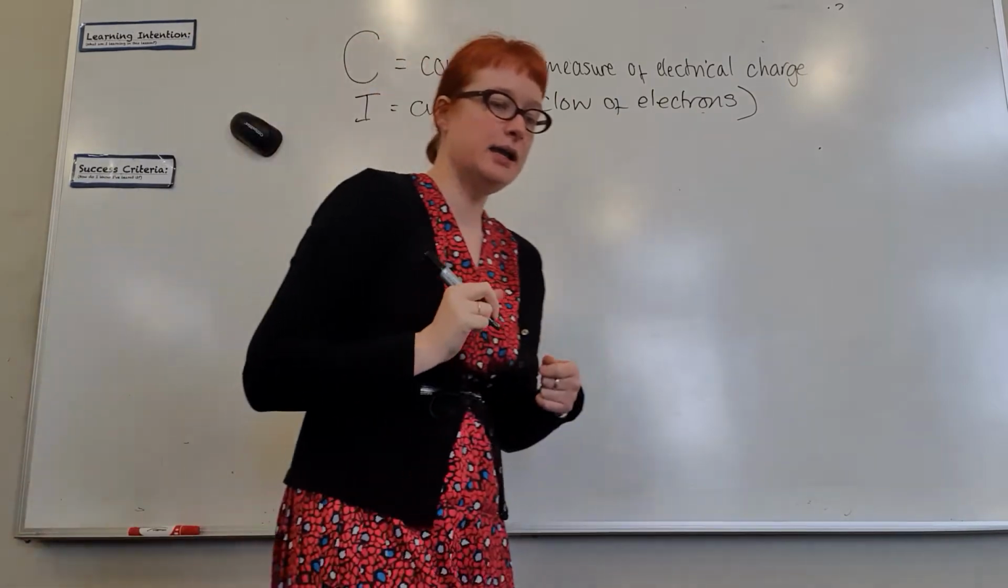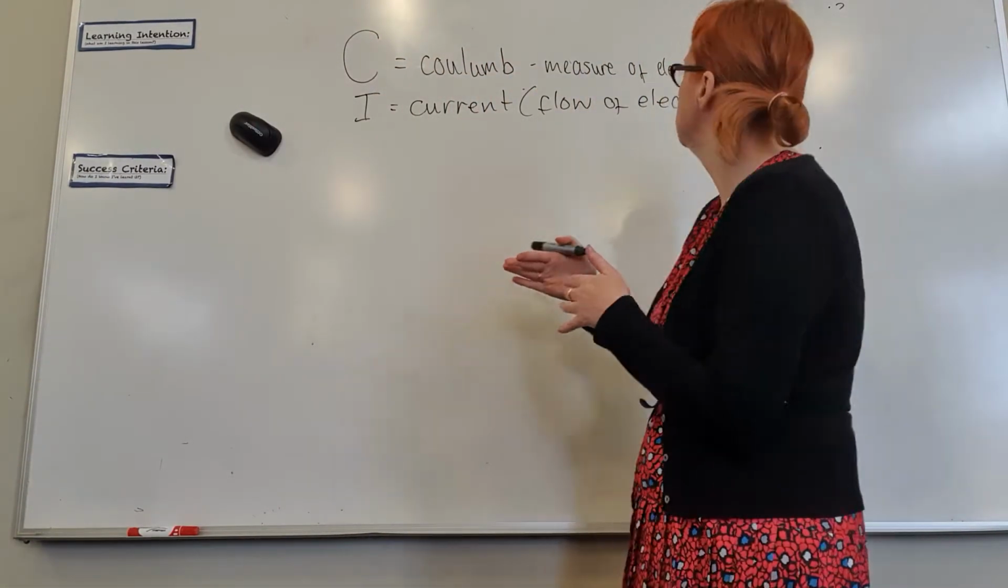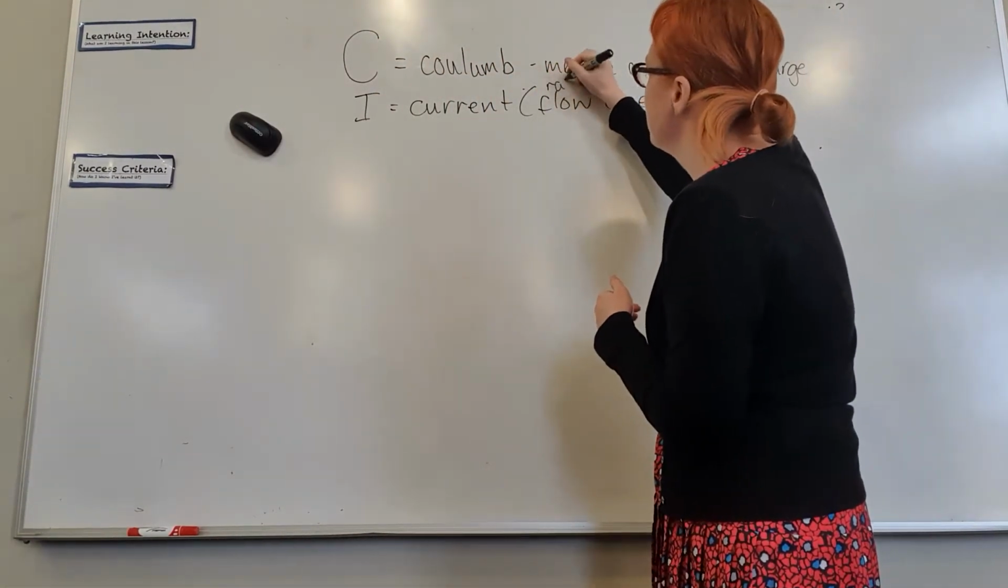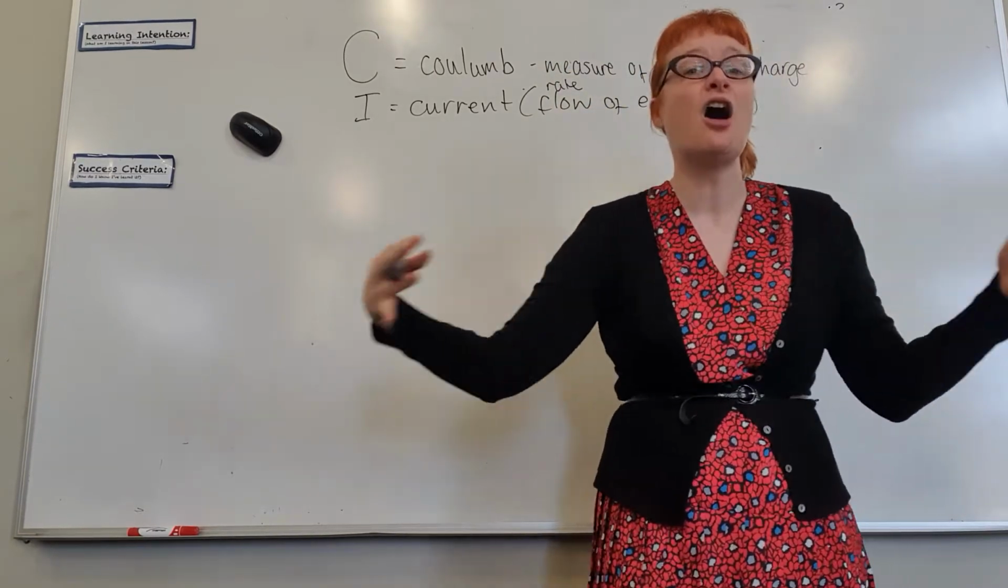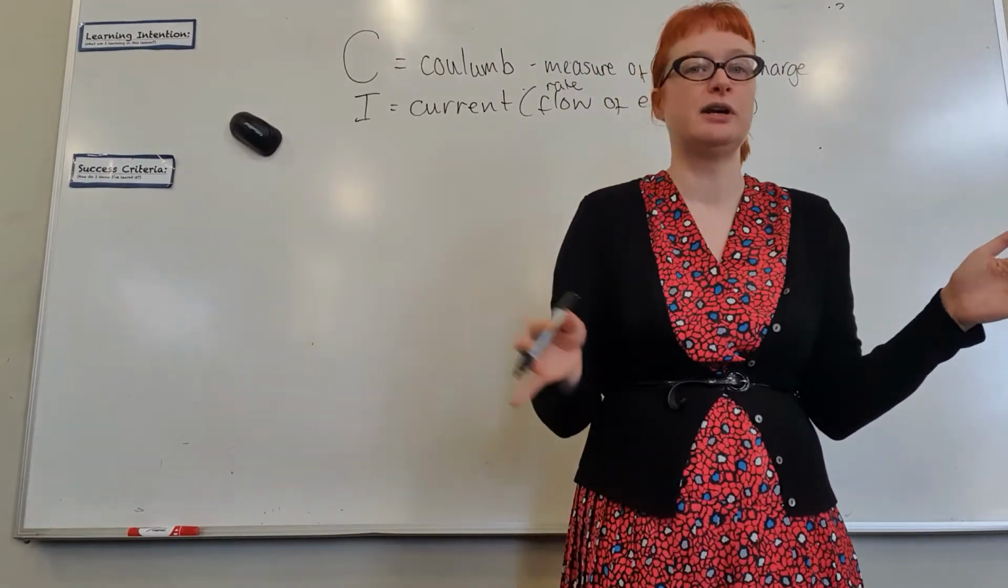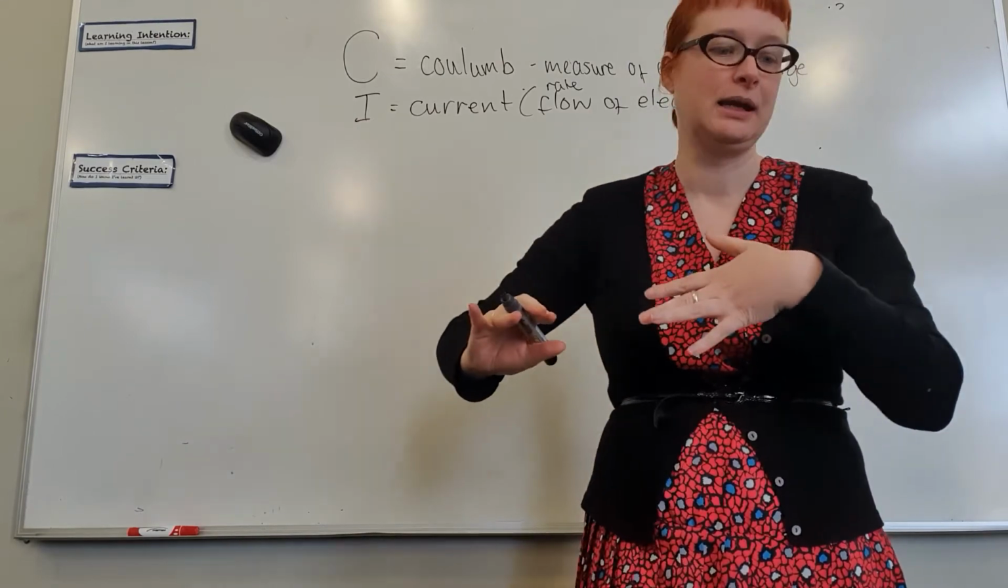Next one is I, which is our current. That's our rate of flow of electrons. So it's how much that flows. It's like a current in a river or a stream or something. It's how much that flow is happening.